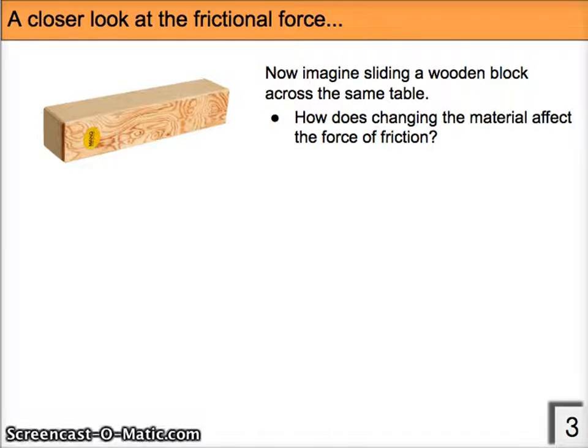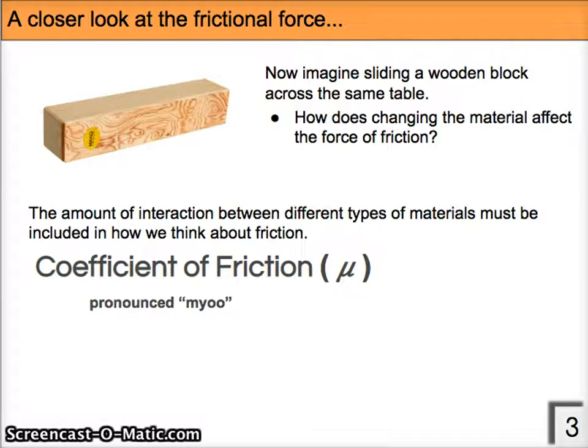Okay, so hopefully you'll notice here that the change in material made the force of friction be smaller. It was easier to slide the wood block across the table than the eraser. So the amount of interaction between those materials, between the eraser and the table, or between the wood block and the table, has to be taken into account.